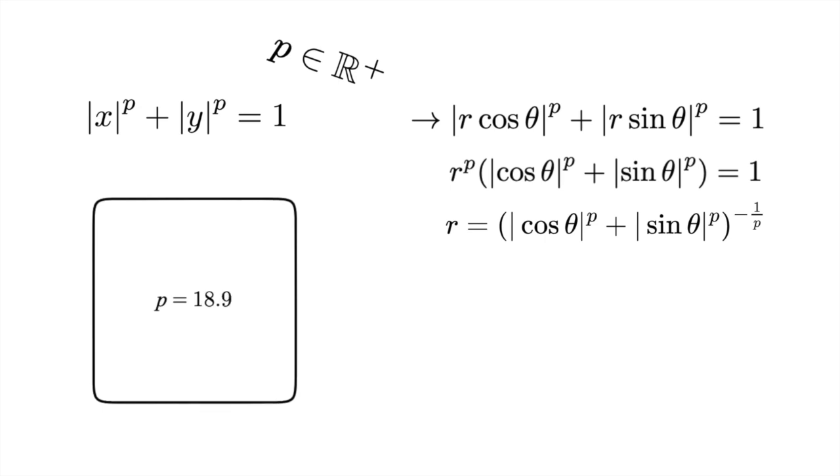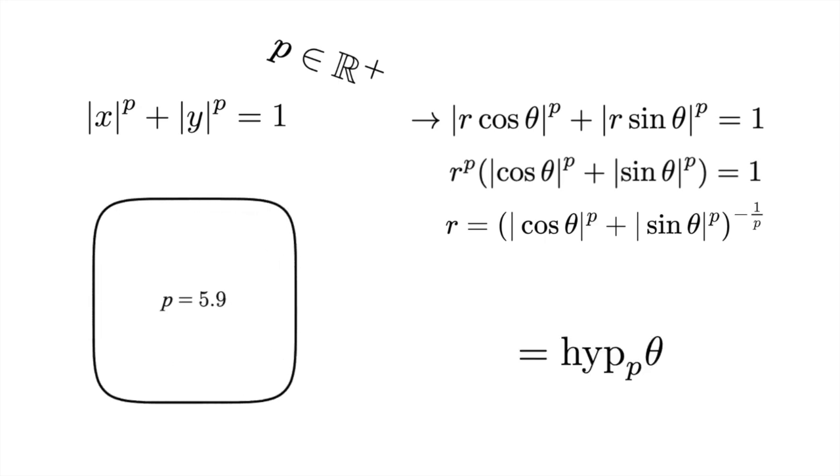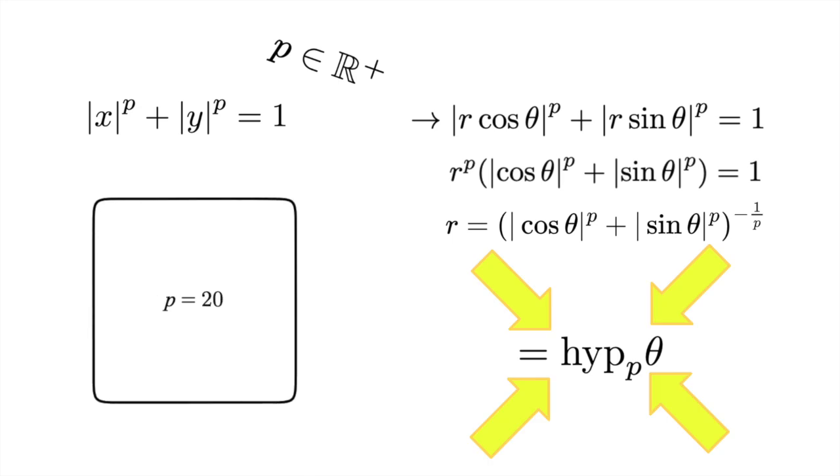Now, if we convert that to polar coordinates and solve for r, we end up getting this expression, which we will call height base p of theta, for hypotenuse. This function is very important. I'd say the most important function in base p trigonometry.